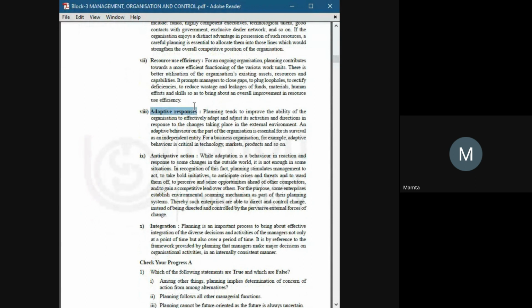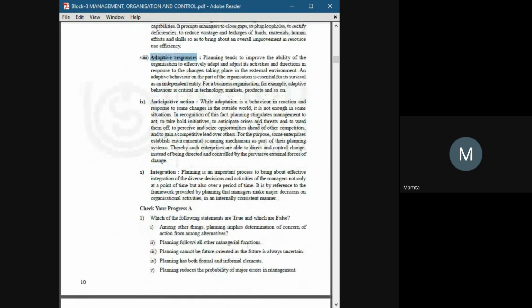Adaptive response. Planning tends to improve the ability of the organization to effectively adapt and adjust its activities and direction in response to changes taking place in the external environment. If there is a change in the external environment, then planning helps to adapt and adjust in that changing external environment for an organization.